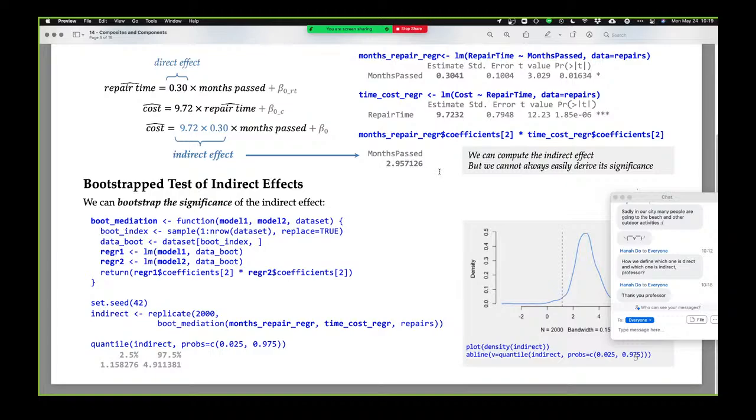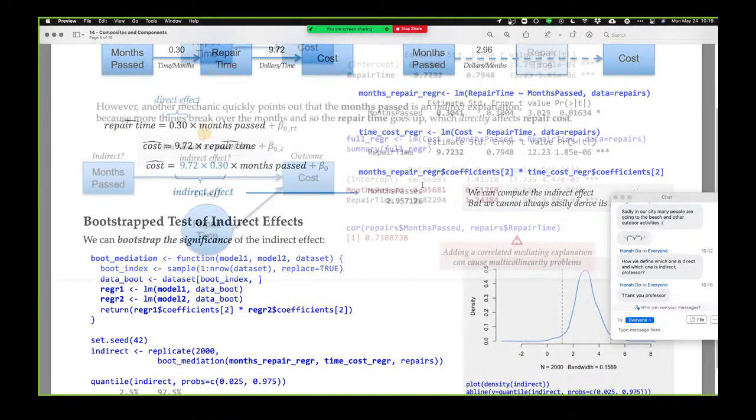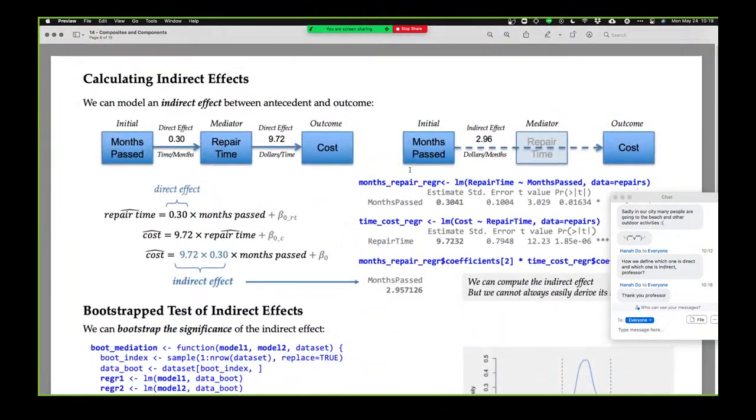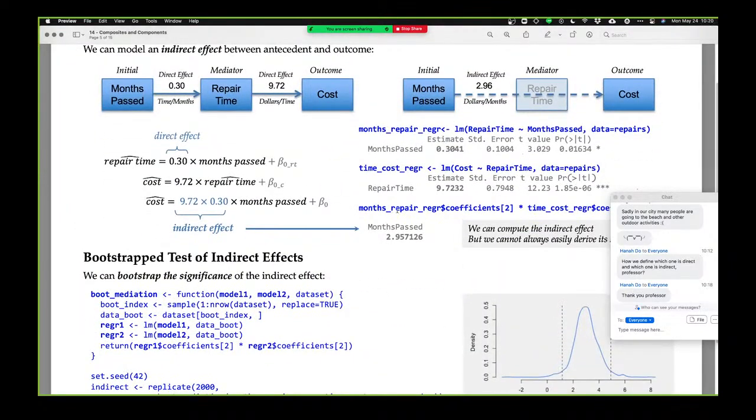However, that direct relationship may be inaccurate because maybe months past is correlated with cost for some other reasons apart from repair time, and maybe it's not appropriate to look at it directly. All right, so that's entirely why we're looking at it indirectly. Excuse me, I keep jumping to the wrong slide here. I apologize. All right, so that's why we're looking at it indirectly.